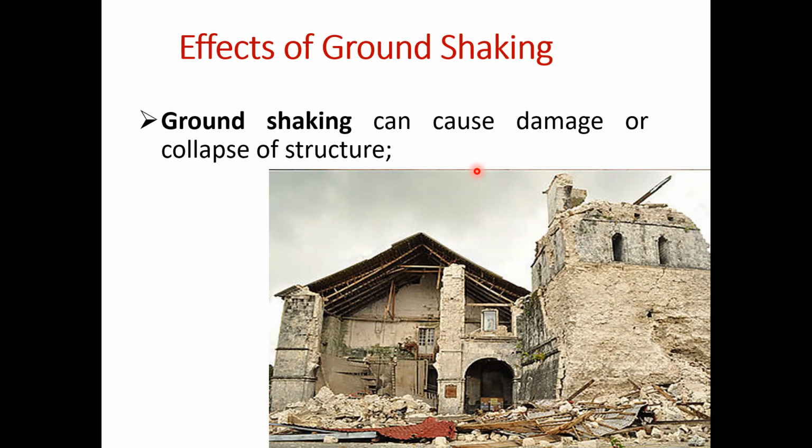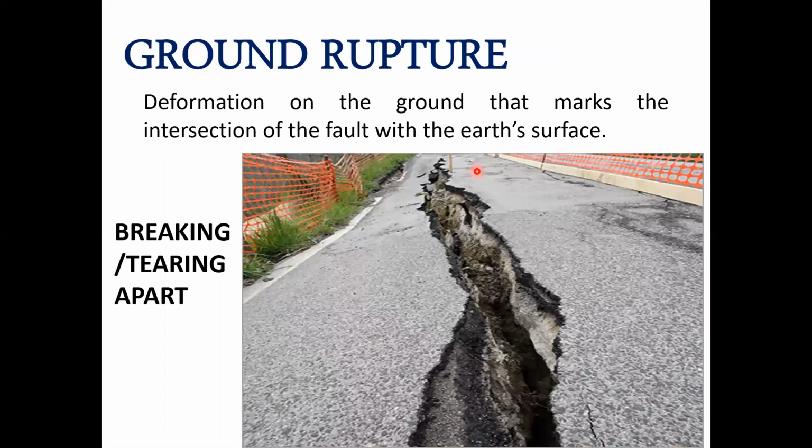The second hazard brought by earthquake is the ground rupture. Ground rupture is a deformation on the ground that marks the intersection of the fault with the Earth's surface. Here, during strong earthquakes, faulting may reach the Earth's surface as ground ruptures.